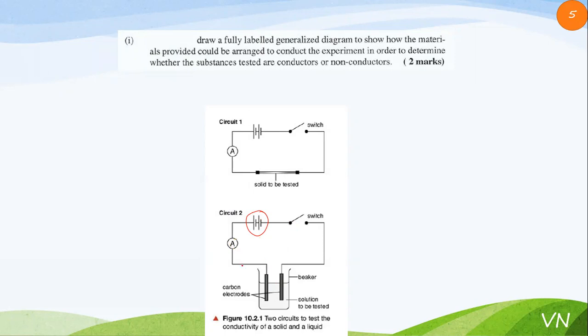So if you're using a solid, all we have to do is just to touch the two solids here, and we'll look and see what is going to happen at the bulb. And if you have a liquid, you're using as what this diagram is showing. We use a beaker with this solution inside. So that will be for your 2 marks to draw your generalized diagram. All right, so that should be relatively simple.